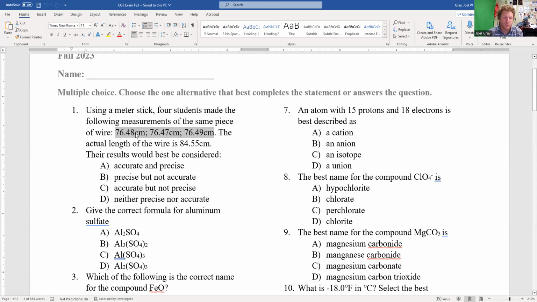Their measurements were almost identical. They were very reproducible. However, the actual length of that piece of wire was almost 8 centimeters different. So you could look at this and say, if they were to do it again, they'd probably get something similar to that 76.49 centimeters. And so with that, it's safe to say that their results were precise because they were reproducible, but they were not at all accurate because they didn't end up with the actual number.